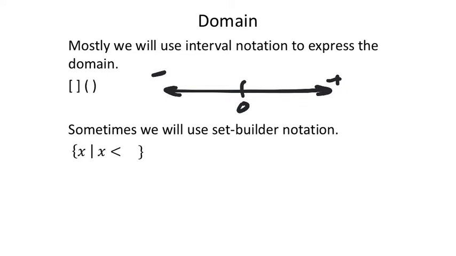For example, maybe we see something like this, where one end is open, one is closed, and then whatever's between those. The domain, the only values of x that would work in this particular equation, would work only in this interval. Then there's set builder notation, where it's always x is such that x is maybe less than, greater than, less than or equal to, or greater than or equal to. It usually includes some kind of inequality to demonstrate the interval that would work as well.